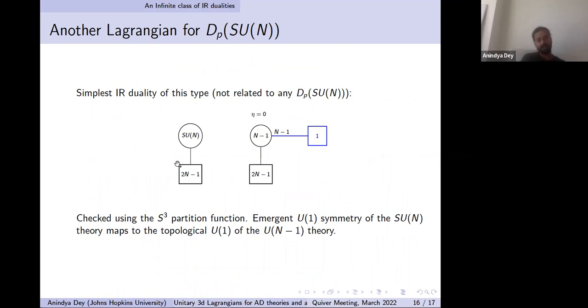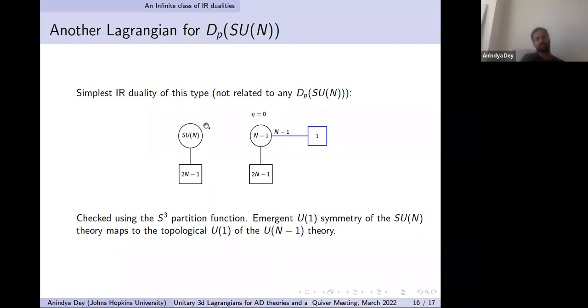So on one side, you have SUN with 2n-1 flavors. On the other side, you have a UN-1 theory with the same number of flavors, but additionally with a single abelian hypermultiplet of charge n-1. Okay, and you can check that these are, sorry, not mirror dual, these are IR dual to each other by checking that the partition functions agree, for example. And you can compute, for example, the Higgs branch, the Coulomb branch Hilbert series of this guy. And you'll see that there is an emergent U1 symmetry, which maps to the U1 topological on this side.